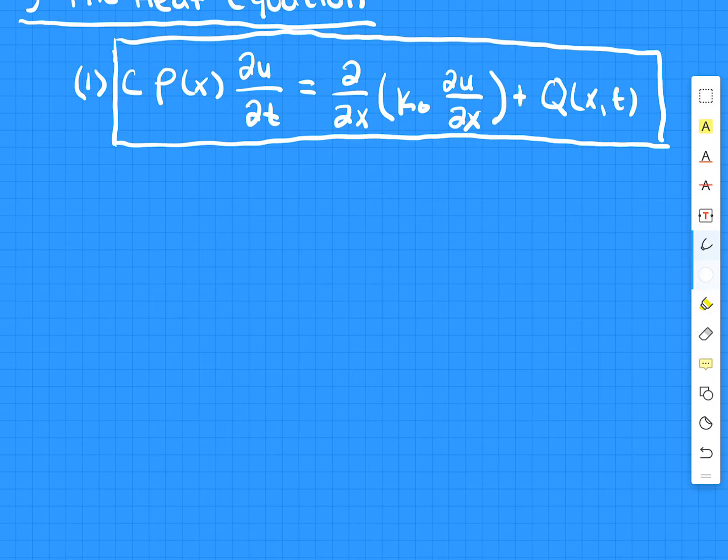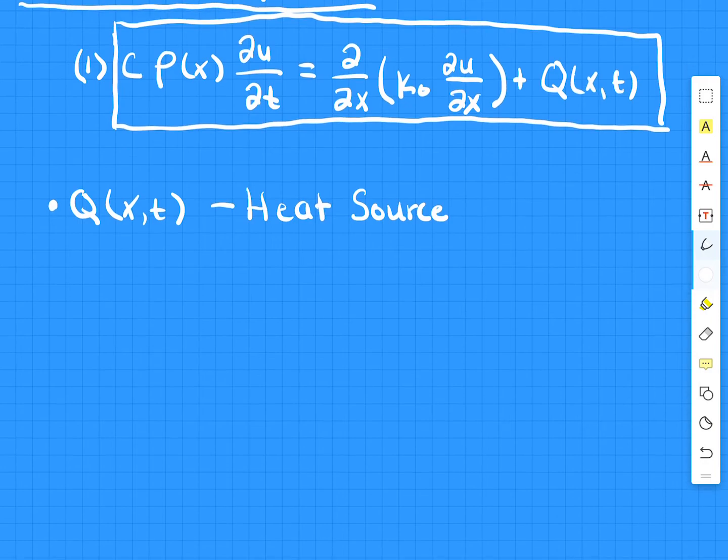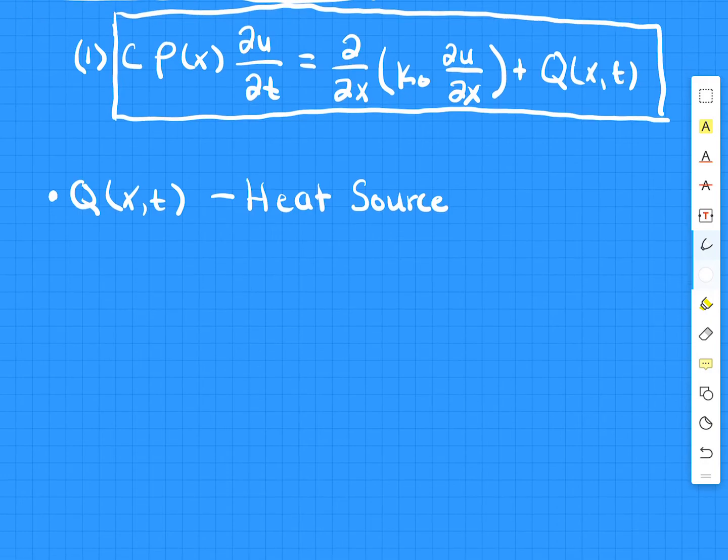So Q of x, t, in the context of our equation, is known as the heat source. And again, I'll explain a bit more exactly what we mean by this. But for now, let's just jot this down, and we're going to go back and reference this later during the lesson. So again, Q of x, t is the heat source.